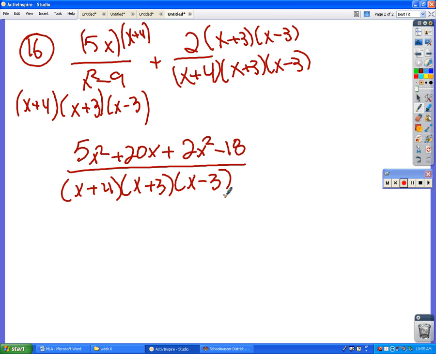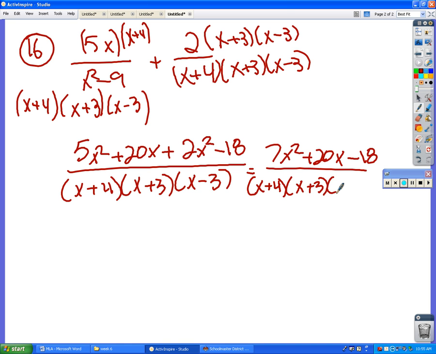Okay, now combine the like terms. 5x squared and 2x squared combine to be 7x squared plus 20x minus 18. And that's all over x plus 4 times x plus 3 times x minus 3.